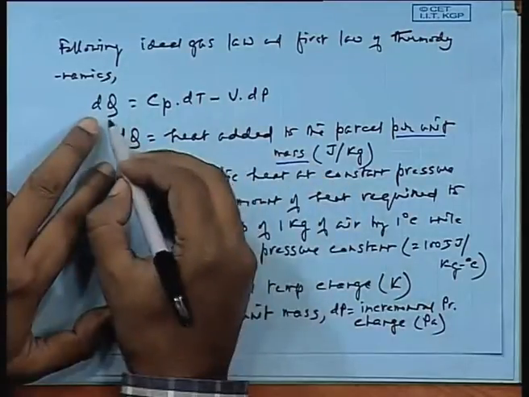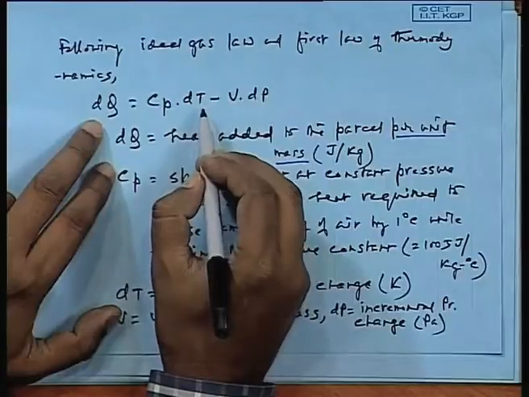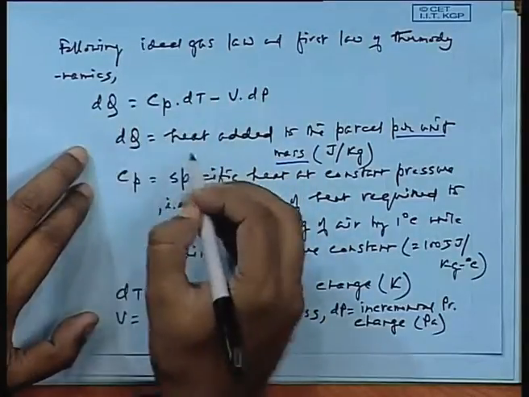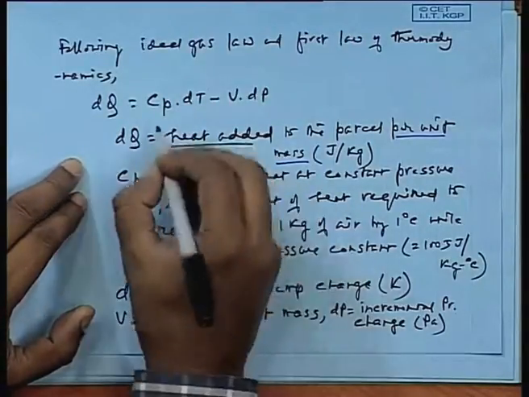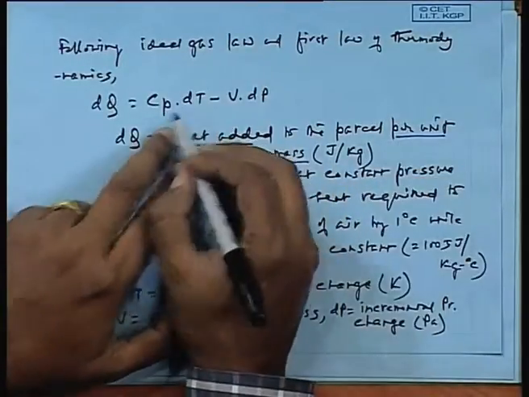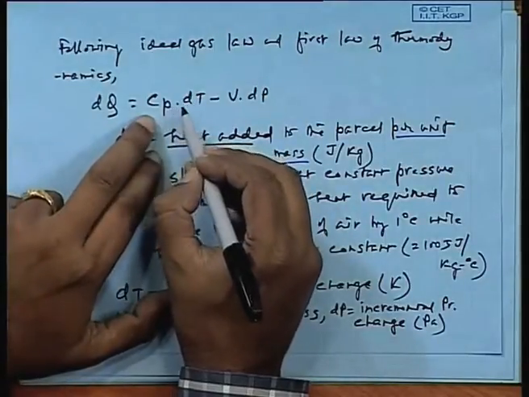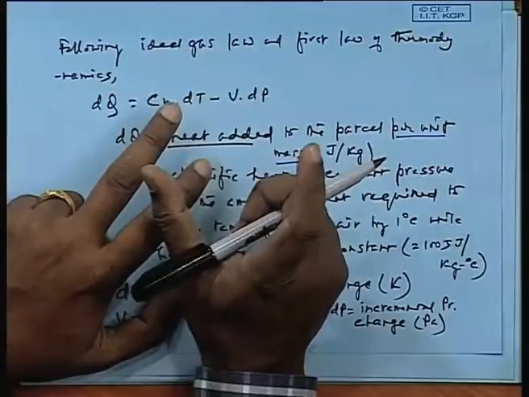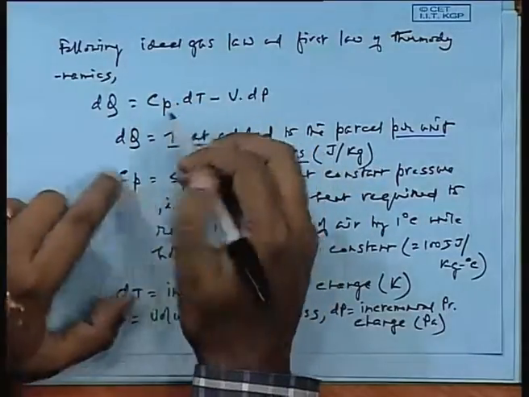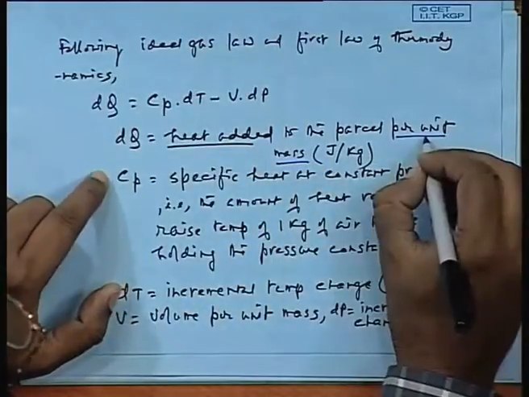What is essentially dq plus v dp is equal to cp into dt. What is this? Total heat added. The first equation is heat added per unit mass, so it has to be multiplied by m, as you know, m into cp into dt, that is the temperature change, isn't it? So this mass has come down here. That is why it has become per unit mass.